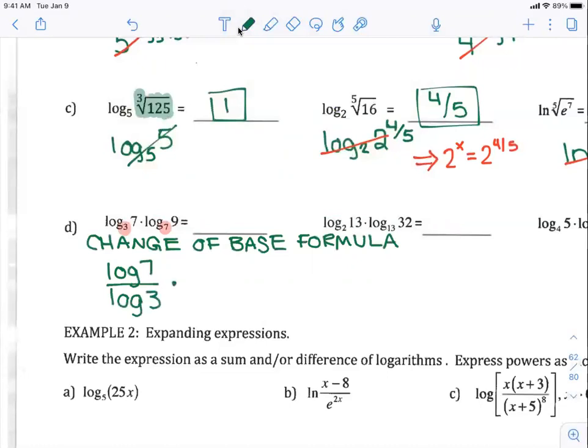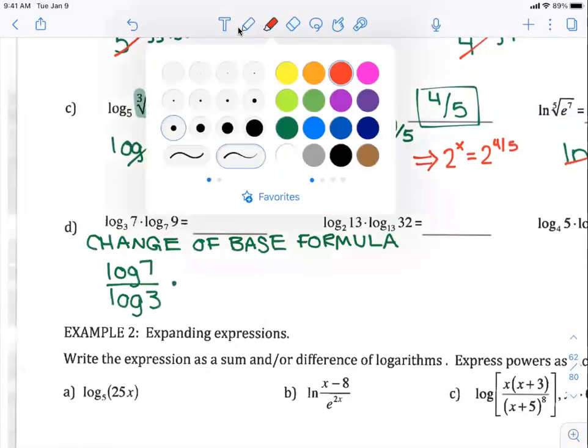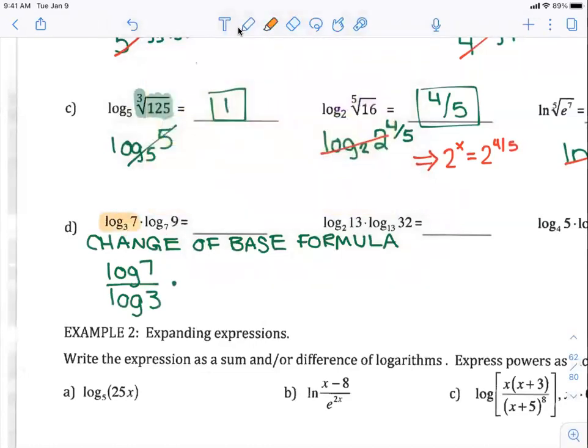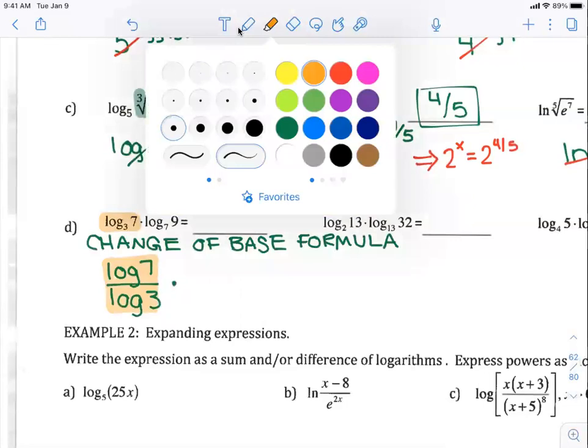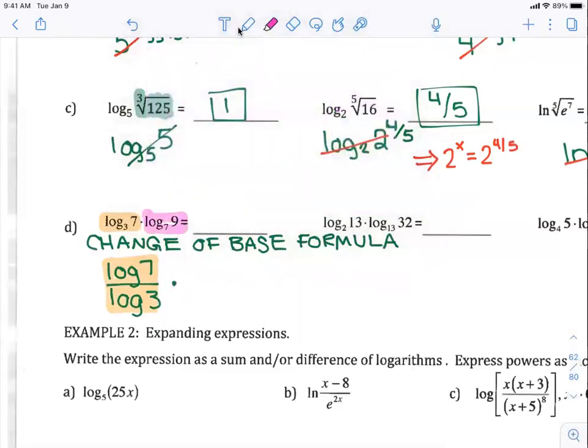And then the second portion here, so this thing, I did the change of base and got this. I'm going to go ahead and change the second portion as well. That's going to be log 9 over log 7. So again, it's just the large number over the small number, the base number at the bottom.